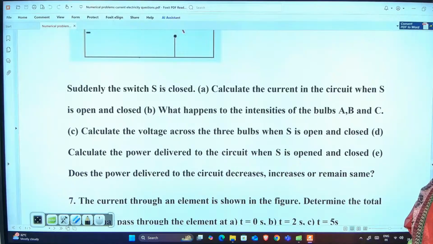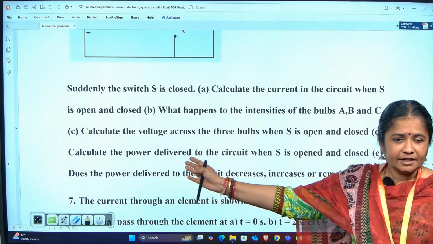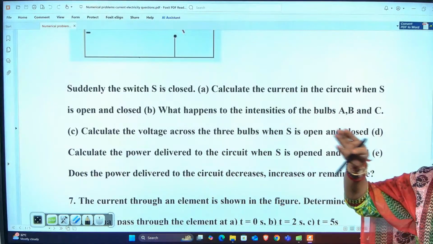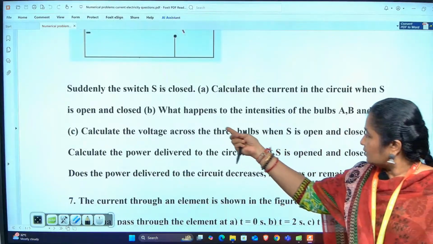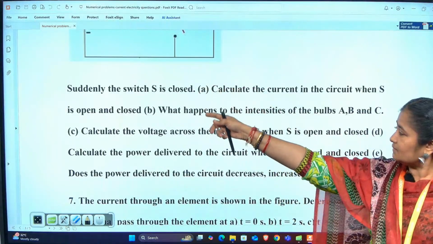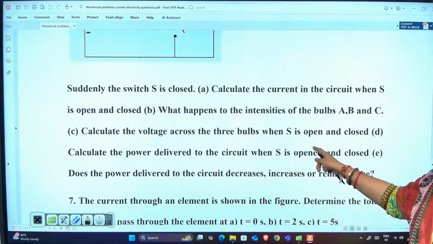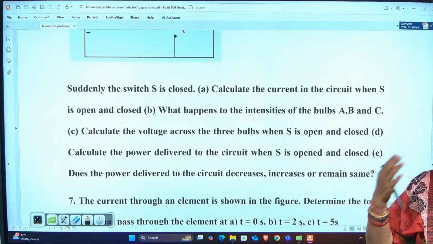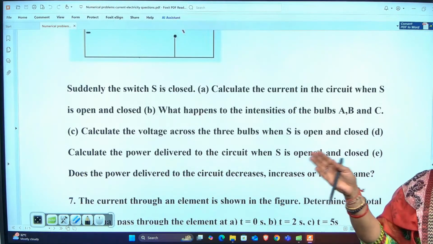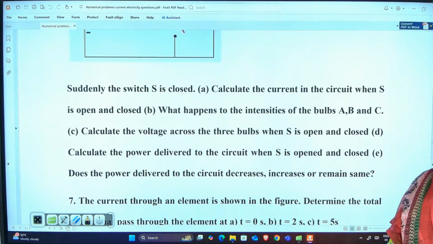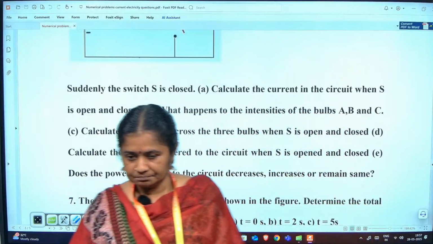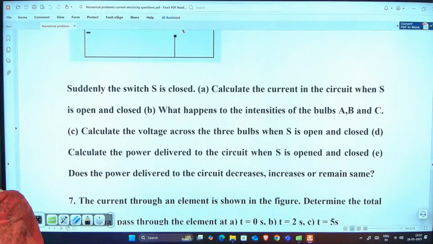Also calculate the voltage drop across the three bulbs when S is open and when S is closed. The voltage will be equally divided between the three bulbs in case 1 because all have the same resistance. So it will be V by 3, or epsilon by 3, for each. And if S is closed, the voltage across each of the two bulbs will be V by 2. Calculate the power delivered to the circuit when S is open and S is closed. Power formula, V into I. Write everything and tell me the answer.